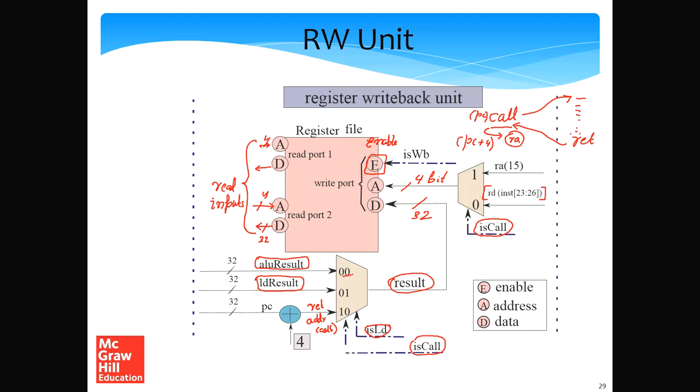If both of them are 0, we choose the ALU result. If is load is true and is call is 0, it means it's a load, so we choose the load result. If is call is 1, which means that it's a function call, and is load is 0, we choose the third input. After choosing, the value is called result, and that is what is written into the register file. So this pretty much takes care of this discussion of ours that we have been having for the last 1 hour. It pretty much covers all the 5 stages of the pipeline in a fair amount of detail.